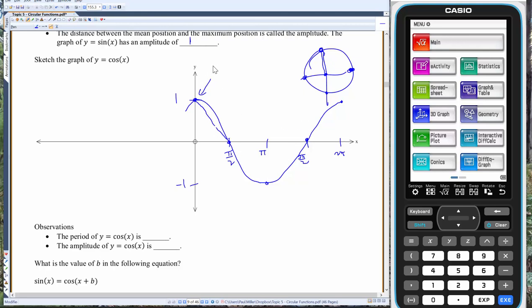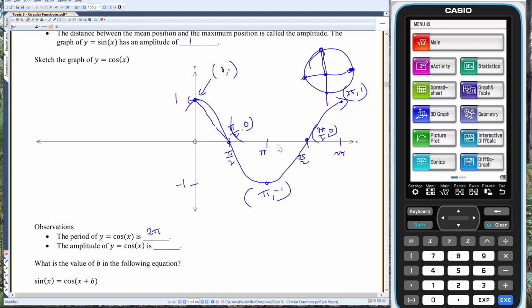So this one here, the y-intercept is 0, 1, and the x-intercept is pi on 2, 0. This one is pi, -1, that's the minimum. This one here is 3 pi on 2, 0. And 2 pi, 1 is a stationary point. Chuck some arrows on your function there to indicate that it continues. The period of y equals cosine x is 2 pi.